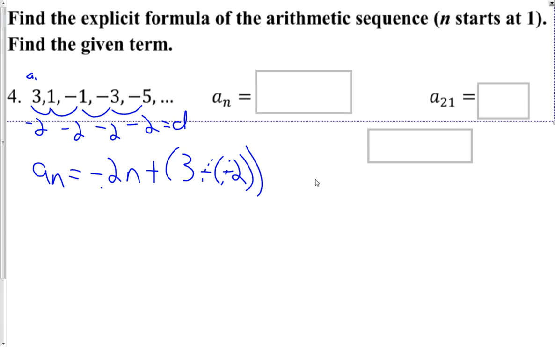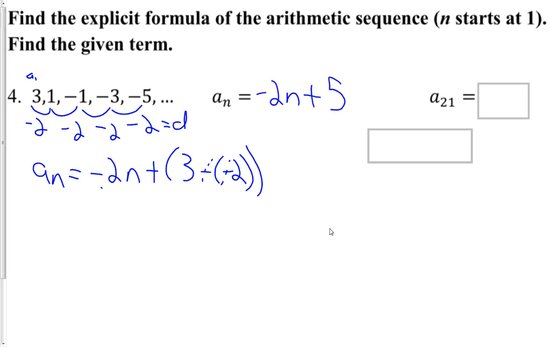And so when you do this math, 3 plus 2 is 5, and we get negative 2n plus 5 is the formula. Plug it in, just do one or two terms. Negative 2 times 1 plus 5 is 5 minus 2 is 3. Check, it worked. 5 minus 4, where n is 2, is 1. Yep, it works. And then finding the 21st term, plug in 21, we get negative 42 plus 5 is going to give me negative 37.